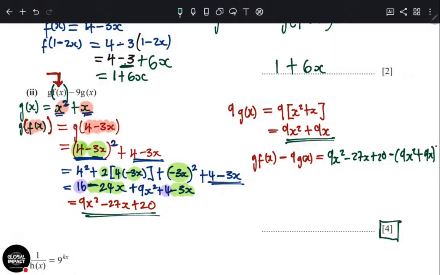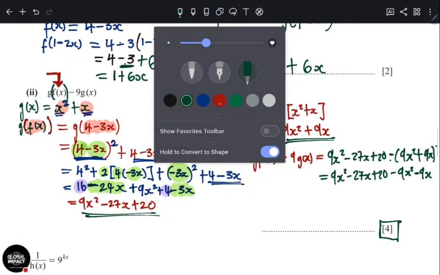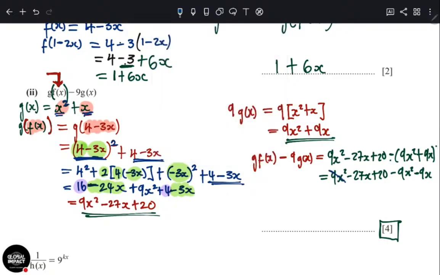What are we going to get here? It becomes equal to 9x squared minus 27x plus 20. Then we say minus of 9x squared becomes minus 9x squared. Then minus of 9x becomes minus 9x. There we go. So what we will actually have is this 9x squared and this 9x squared will cancel because one is positive, one is negative. Then you have minus 27 minus 9. Minus 27x minus 9x.